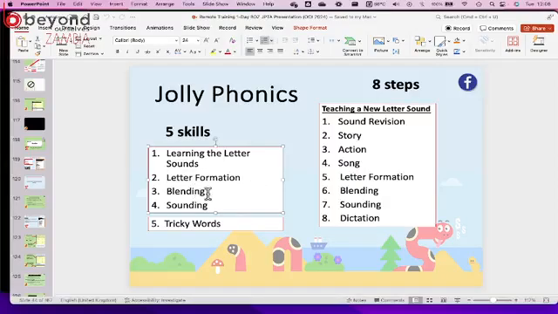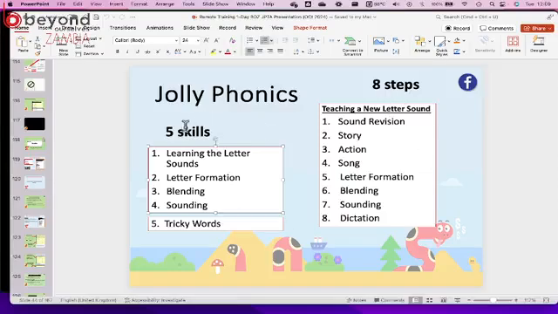And then, as I've said before, it's about applying that knowledge to blending, which is reading, and sounding, which is the same as spelling words or sounding words out. And then in addition to that, the 5th skill that we look at is tricky words. So words that don't quite follow the rules, where we need to do something extra. So we need to learn which parts of the words are trying to trick us and which parts are decodable.